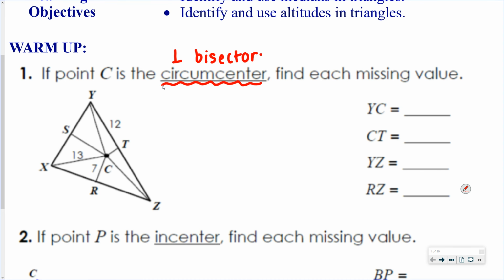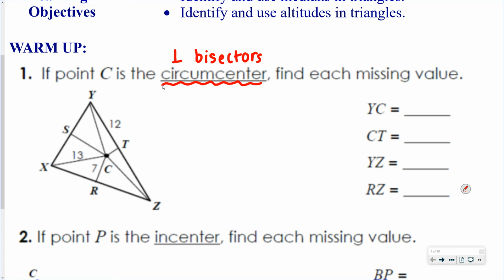Okay, folks, here's what you need to know. Lauren, you're right about one of the characteristics. It's the point where the three perpendicular bisectors of each side intersect. Okay, so there's lots of lines in this picture. Let me highlight the perpendicular bisectors.